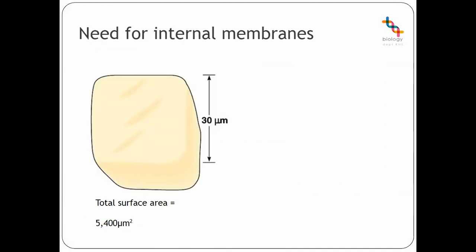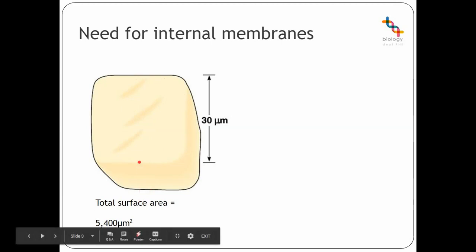So if we consider the need for internal membranes of a eukaryotic cell, well, because of their size, eukaryotic cells end up having a very small surface area to volume ratio. The plasma membrane of these cells is therefore too small to be able to carry out all of the vital functions that those membranes would normally be carrying out. If we were to look at this one as our example, our total plasma membrane available for those reactions to take place on gives us a surface area of 5,400 micrometers squared, and that wouldn't be enough.